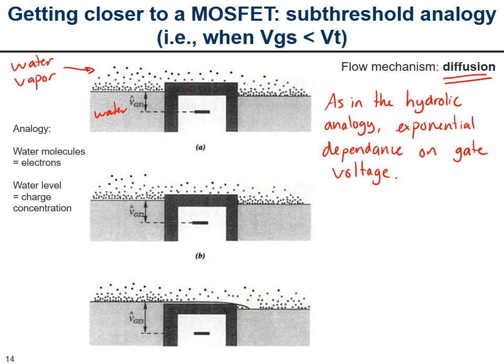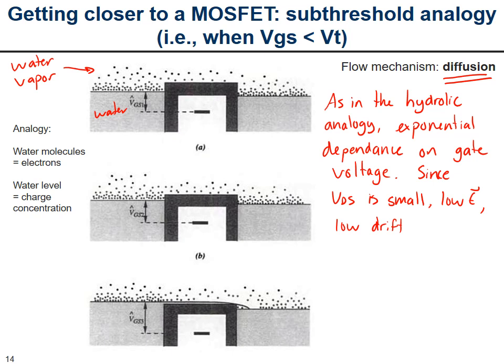Now, the other thing to consider is that since VDS is small, that is the difference in water levels on either side of this barrier is low, this means we have a low electric field and low drift. So we're essentially trying to describe this in a scenario where we are diffusion dominated, not drift dominated.